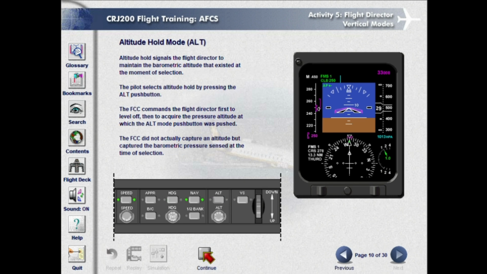Altitude hold mode. Altitude hold signals the flight director to maintain the barometric altitude that existed at the moment of selection. The pilot selects altitude hold by pressing the Alt push button. The FCC commands the flight director first to level off, then to acquire the pressure altitude at which the Alt mode push button was pushed. The FCC does not actually capture an altitude, but captures the barometric pressure sensed at the time of selection.